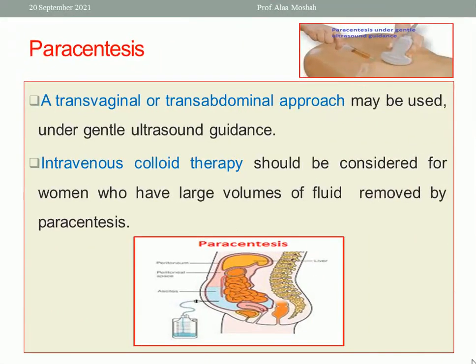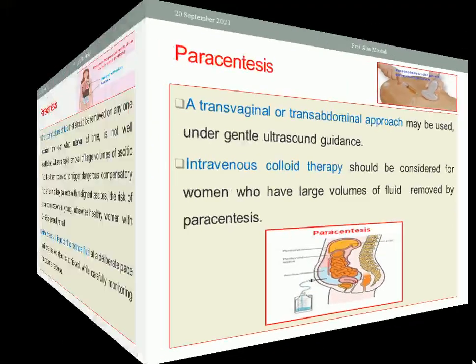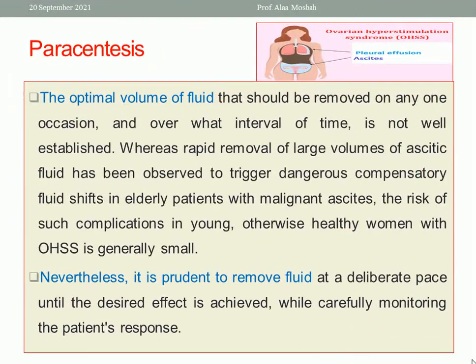Through vaginal or abdominal route, intravenous colloid therapy should be considered for women in whom a large volume of fluid was removed by paracentesis. At the same moment, give the patient intravenous colloid. Of course, you do paracentesis guided by ultrasound.